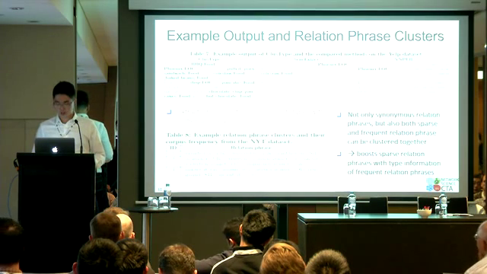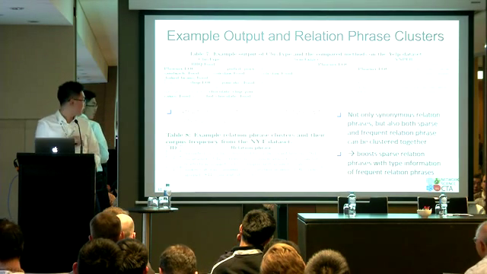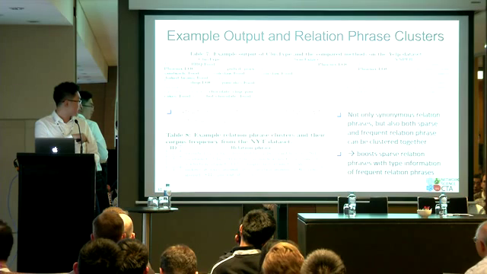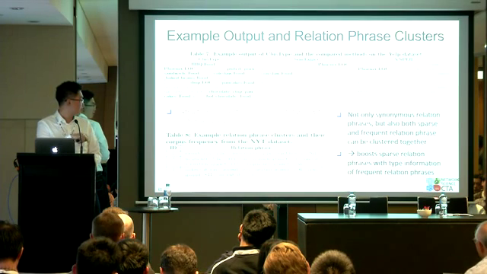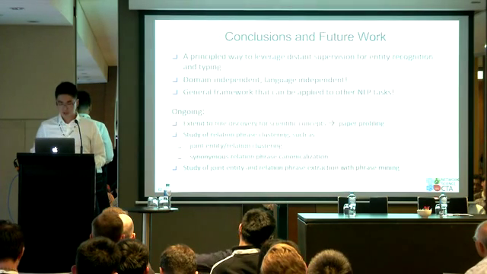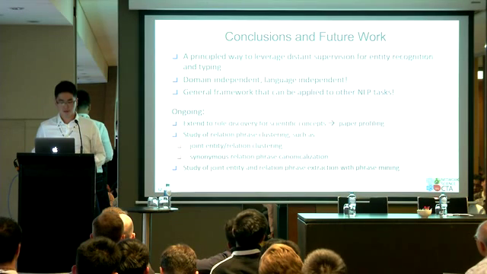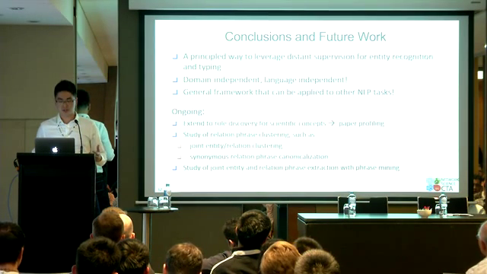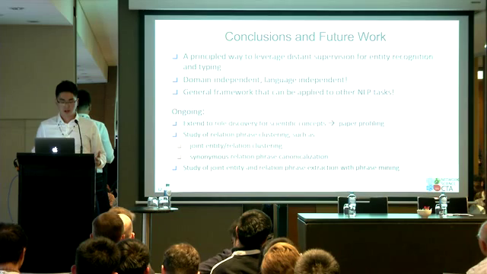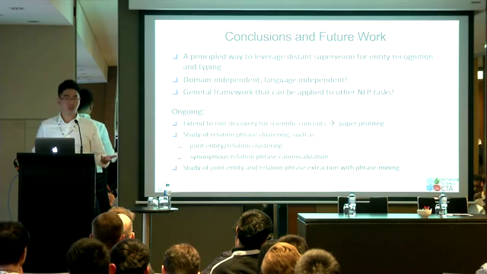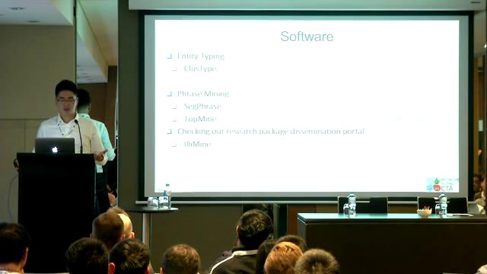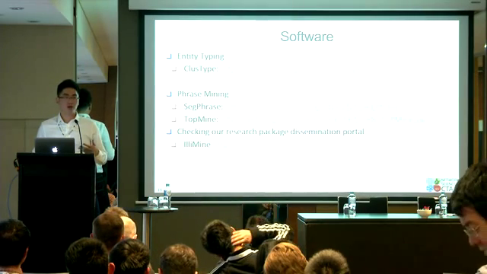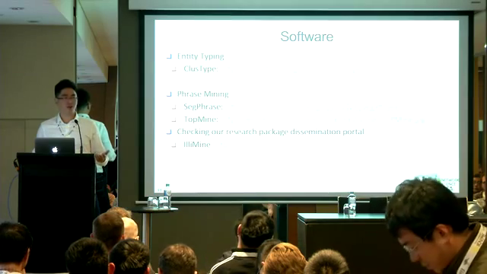Some examples here are trying to tell you that very sparse relation phrases can be jointly clustered with some frequent relation phrases to form these synonymous relation phrase groups, which validates our hypothesis. So to conclude, we have a principled way to leverage distant supervision for entity recognition and typing. And it's pretty domain independent and language independent. So we shared all the code we have, and we want you to try it out and help us improve this framework. Thanks.